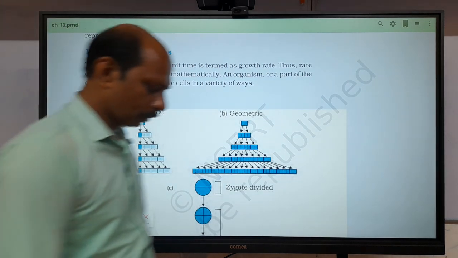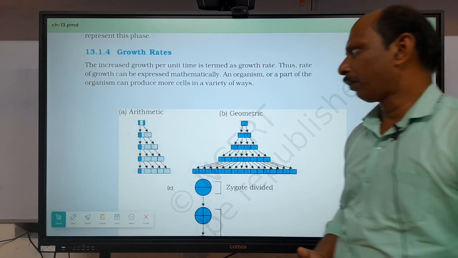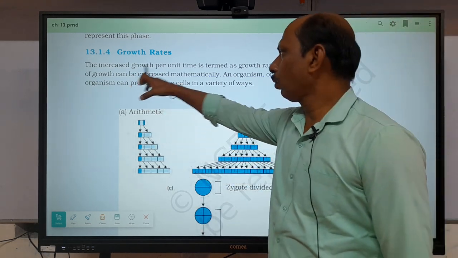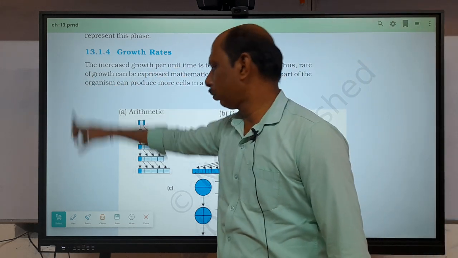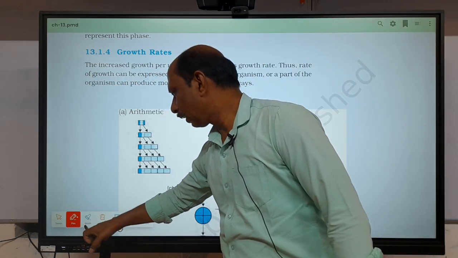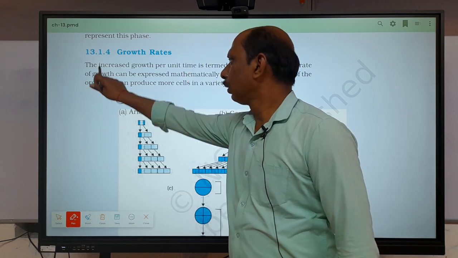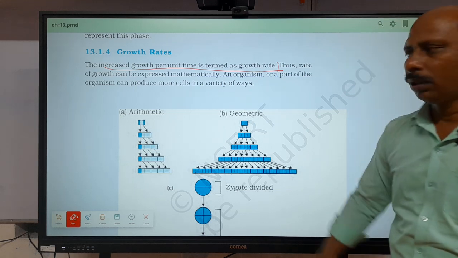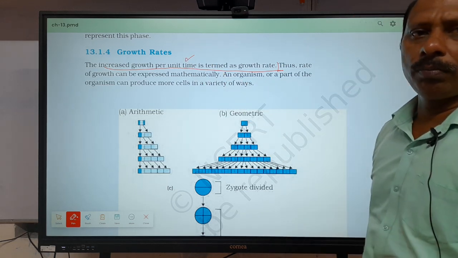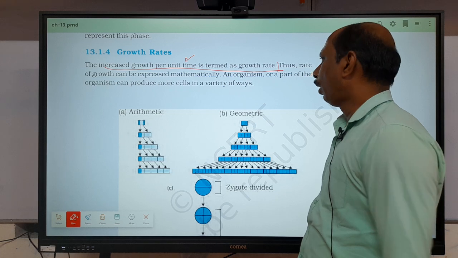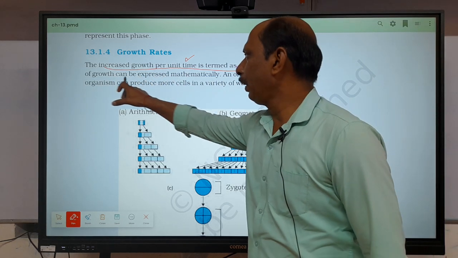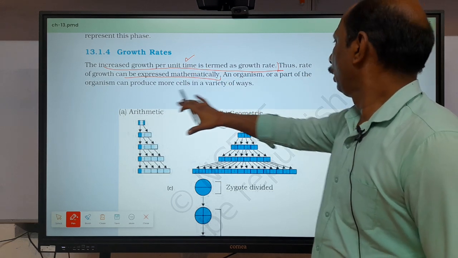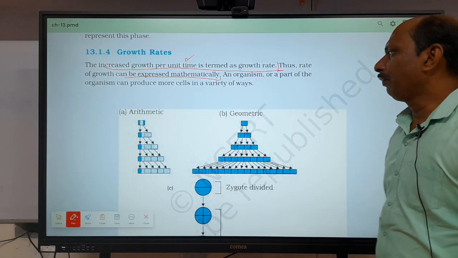Now growth rates. We have two types of mathematical growth rates. One is called arithmetic and another is called geometric. What is growth rate? What do you mean by growth rate? When we consider rate, that means we have some time. The increased growth per unit time is called growth rate, whether the unit is one second, one minute, one hour, one day or one year. Thus the rate of growth can be expressed mathematically per unit time. An organism can produce more cells in a variety of ways.